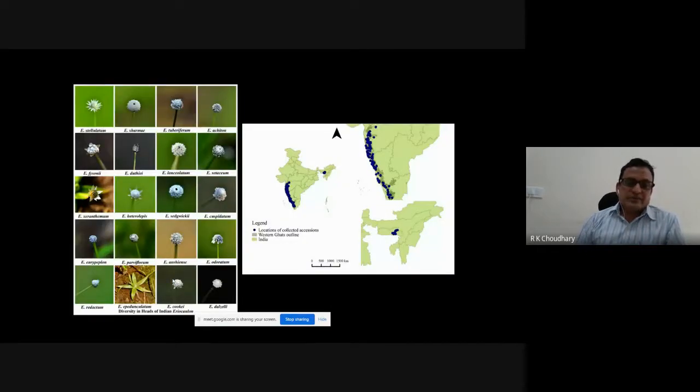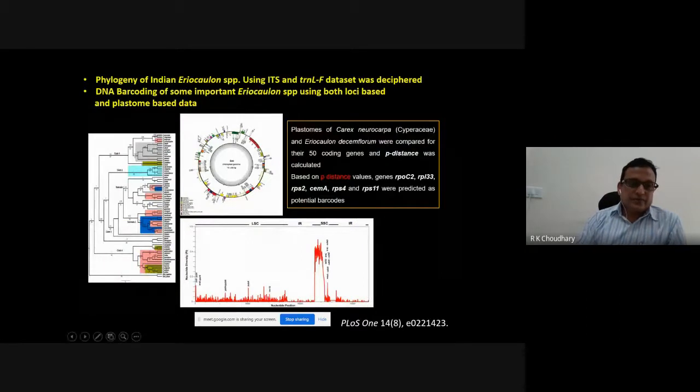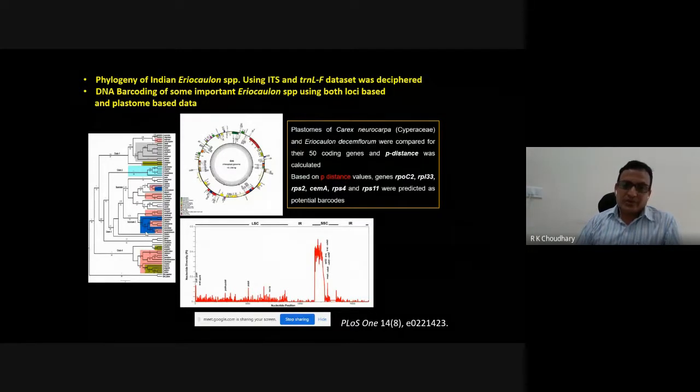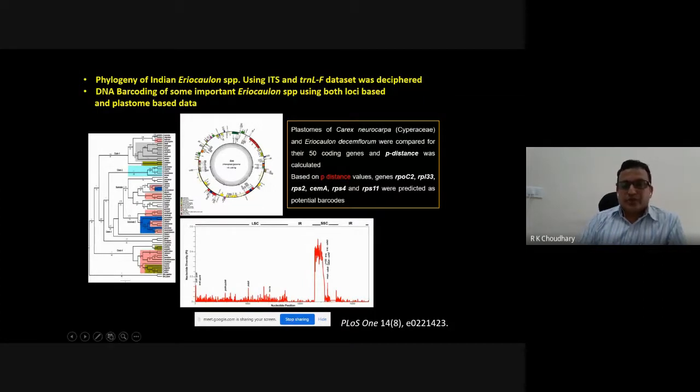And for this, we collected a lot of accessions from most of the Western Ghats area and also in the Northeast region. We collected multiple accessions of them, and then we came up with the phylogeny of this. This is just a representative diagram, not the true one. Recently, we have published the phylogeny of this particular plant group in a very good journal, Biodiversity and Systematics. And also, we proposed DNA barcode, which will help us to correctly identify these species. This work was also published in PLOS ONE.